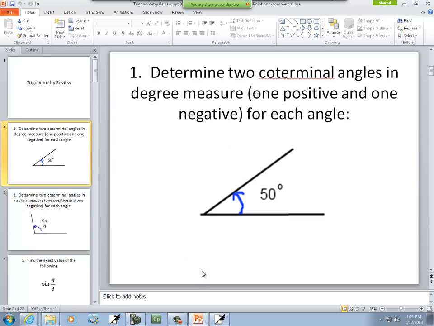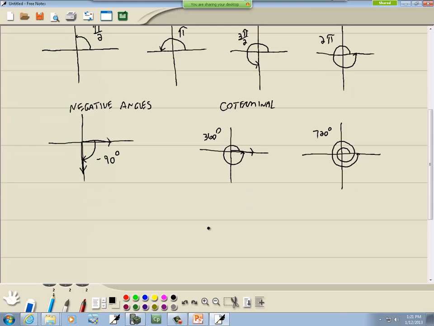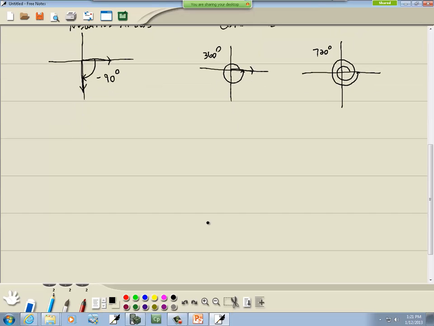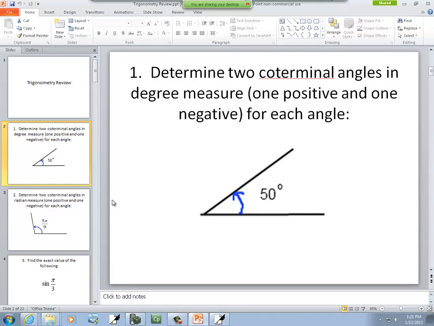Now our first one here, let's take a look at. So you got 50 degrees, more or less. I'm just kind of eyeballing that, so it's not perfect. So we've got our 50 degrees, and it says determine two coterminal angles in degree measure, one positive and one negative.